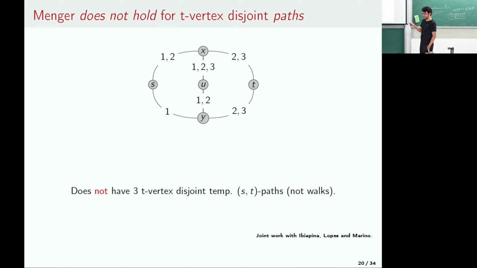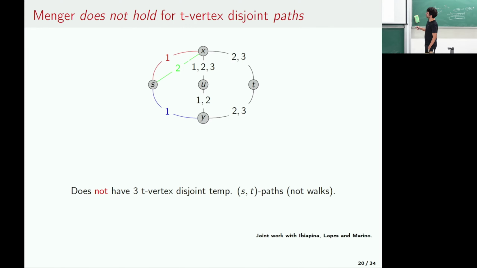But then, even in this case, Menger in general doesn't work. This is an example. It's a little bit more complicated than the other one, but we're going to go through this step by step. The goal here is to show that I cannot construct 3 temporally disjoint ST paths, not walks. If I want to construct 3, and S has only 3 temporal edges going out of it, I have to use all 3. So I take all 3 and give each one of them a color.